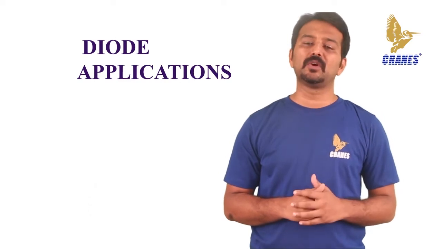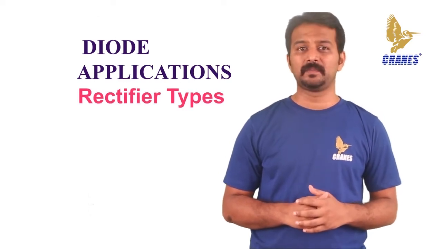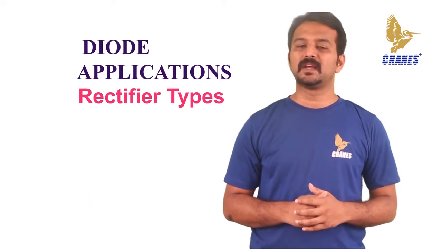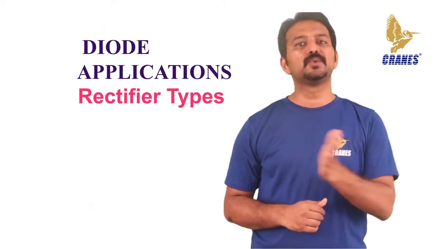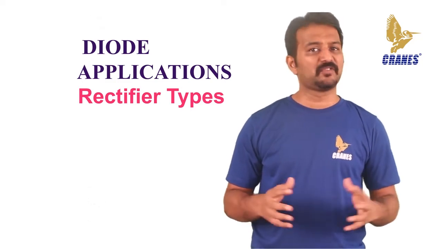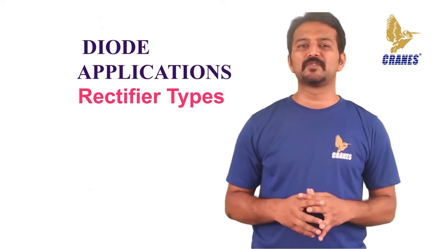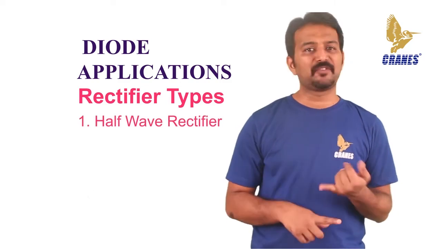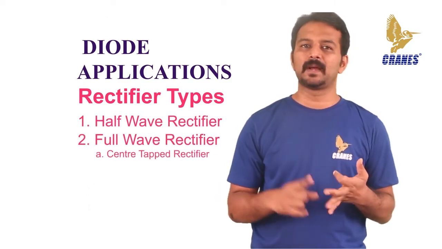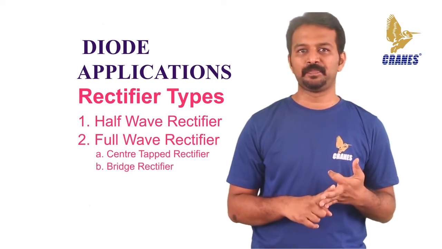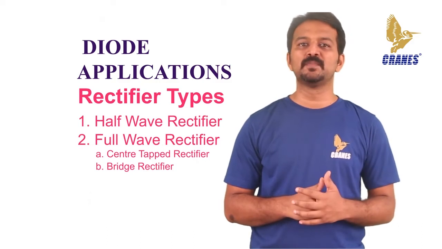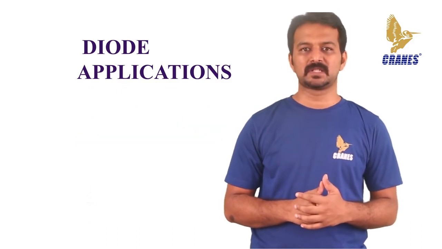Let's look at the applications of a diode. First, we'll see how a diode behaves as a rectifier. The most common and important application of a diode is the rectification of AC power to DC power. Using diodes, we can construct different types of rectifier circuits. The basic types of these rectifier circuits are half wave rectifier, full wave rectifier, that is full wave center tapped, and full wave bridge rectifier. A single diode or a combination of 4 diodes is used in most of the power conversion applications.